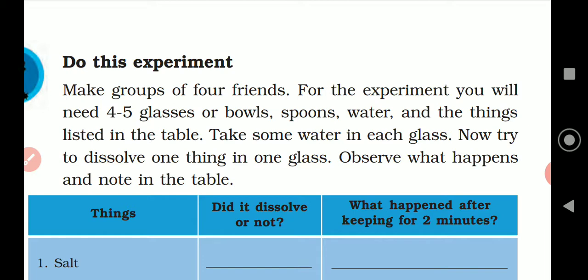So do this experiment. Make a group of 4 friends for the experiment. If you don't have 4 friends, at least you can have one or two. For the experiment, you will need 4-5 glasses or bowls, a spoon, water, and the things listed in the table. Take some water in each glass. Now try to dissolve one thing in one glass. Observe what happens. This you can do alone at home.